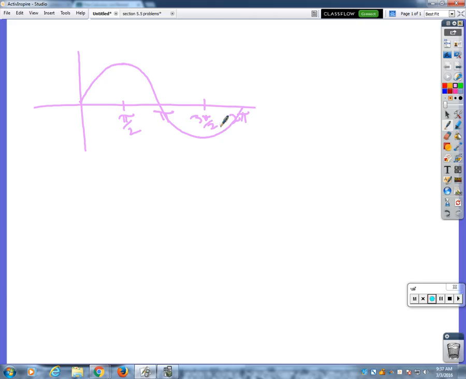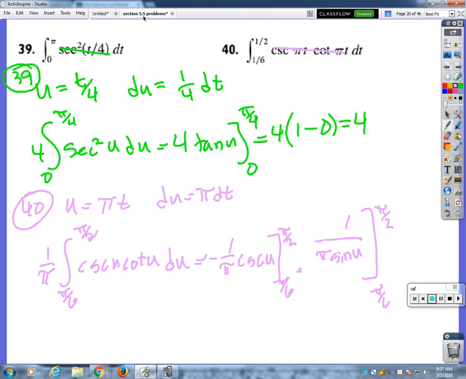Okay. Pi over 2 is 1, right? Awesome. So the sine of pi over 2 is 1. So if I plug pi over 2 in there, then I get 1. So that all works out to be negative 1 over pi.